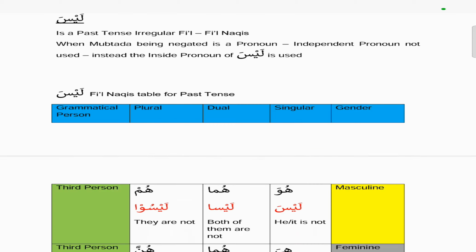And if you remember, we discussed in the irregular or incomplete verb fi'l naqis chapter what laysa was. So it's a past tense irregular fi'l. So when the mubtada being negated is a pronoun, the independent pronoun is not used. Instead, the inside pronoun of laysa is used.